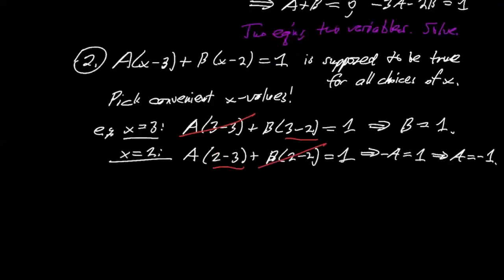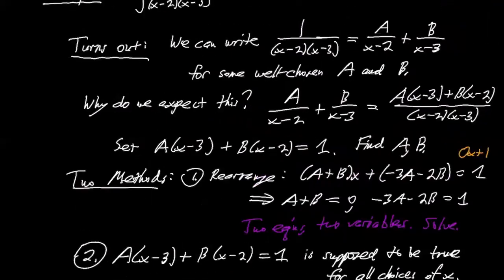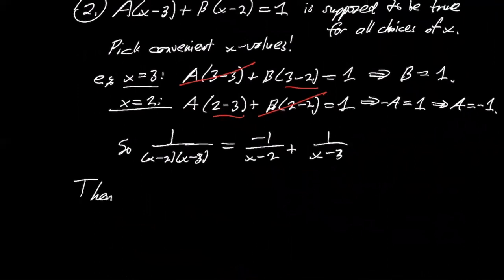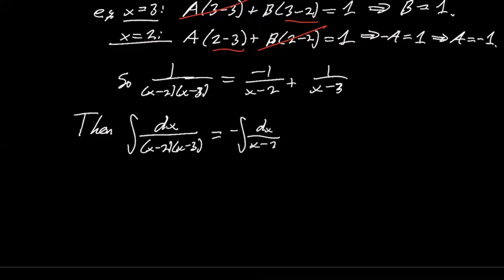So what we have is 1 over (x minus 2) times (x minus 3) equals -1 over (x minus 2) plus 1 over (x minus 3). And then you can integrate, right? Then the integral of dx over (x minus 2) times (x minus 3) is the integral, I guess it's negative dx over (x minus 2) plus the integral of dx over (x minus 3).